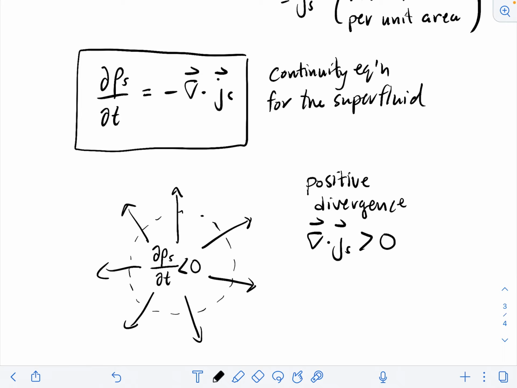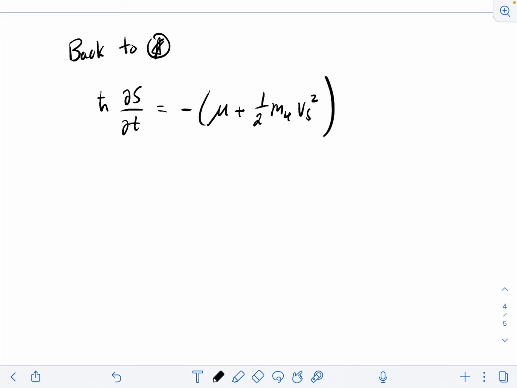So what I want to do is return now to the real part of the Schrodinger equation, which we did some manipulation of last time. So let's go back to star, and so we'll just rewrite it. It was h bar ds dt is equal to minus mu plus 1/2 m4 Vs squared. Once again, let's just remind ourselves of a couple of identities that will be useful before we get started. We'll make use of the following.